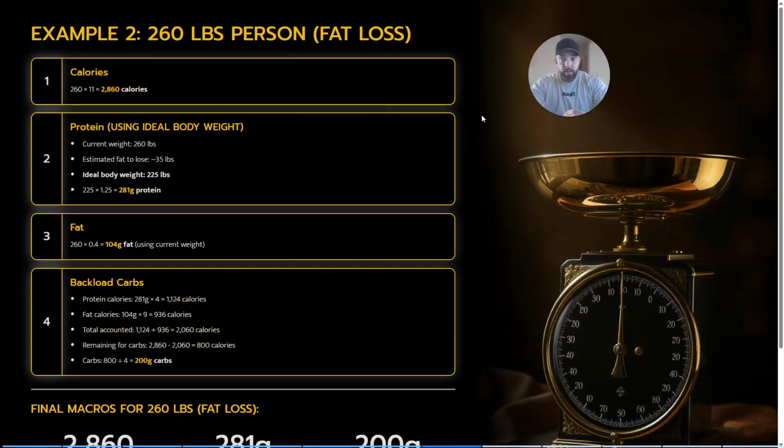Example 2. If you were 260 pounds, 2,860 calories. We reduced your ideal body weight to find your protein. So your protein's 281. Fats, we left at 260 pounds for hormone stabilization, digestion, fat loss, and libido. So 260 times 0.4 is 104 grams of fat. We do the same math calculation. Fat calories plus protein calories subtracted from total calories equals remaining carb calories. Remaining carb calories divided by 4 is 200 grams.